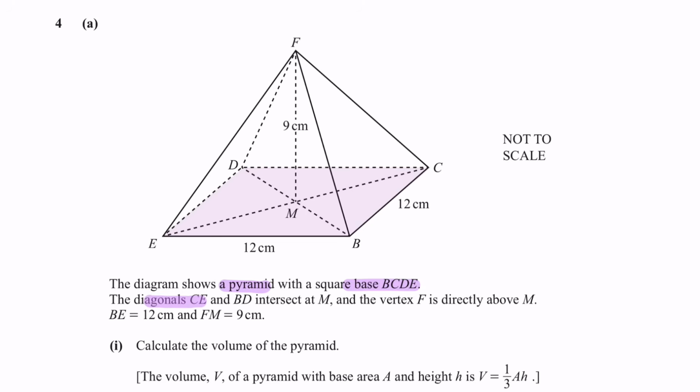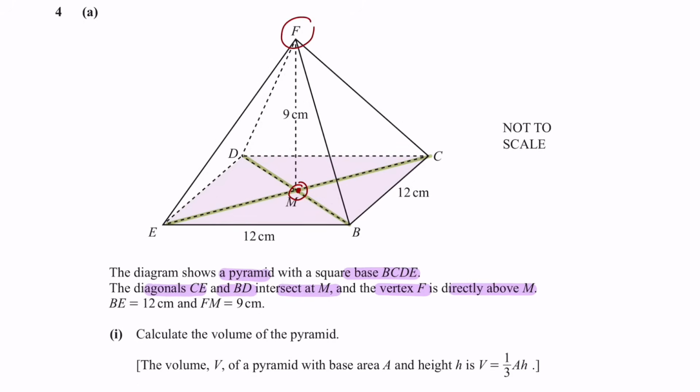The diagonals CE and BD intersect at M, and the vertex F is directly above M. So the vertex F is directly above M, making this 9 cm the height of this pyramid. Part 1. Calculate the volume of the pyramid.